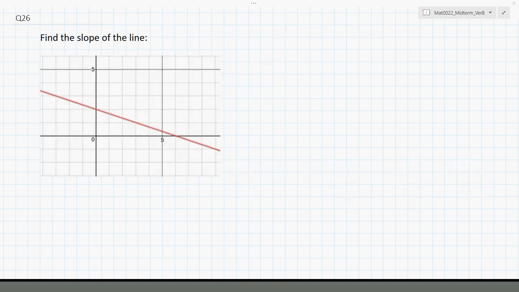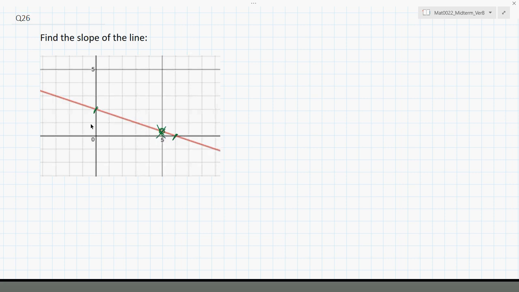Find the slope of a line. For the slope of a line, you want to look for 2 points that definitely go through their intercepts. Something like this here does not work. Do not use something like that. Use the ones here that are perfectly going through stuff.